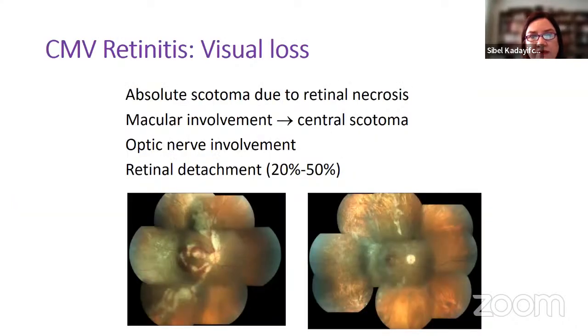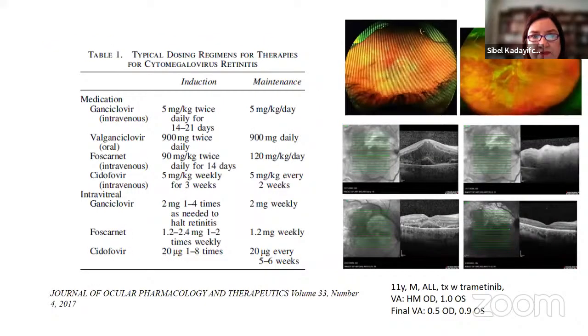CMV retinitis may cause visual loss due to absolute scotoma from retinal necrosis. Macular involvement may end up in central scotoma. We may see optic nerve involvement, and retinal detachment is seen in up to 50% of cases. For medication, we give induction therapy generally intravenously, or sometimes orally, and sometimes we have to add intravitreal therapy as well.